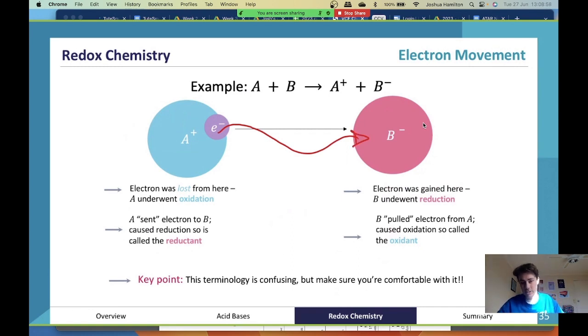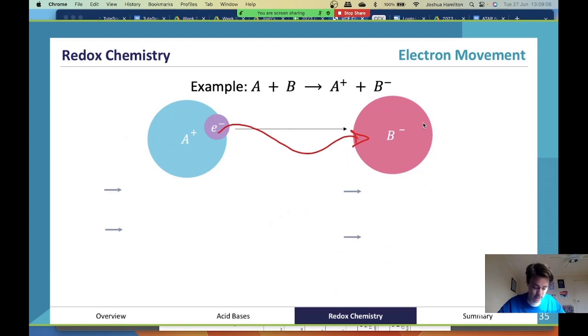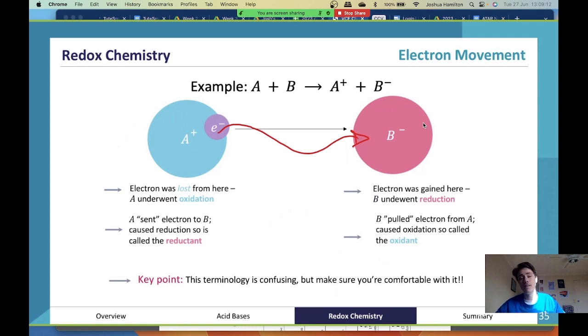So as you can see, these electrons move from one to the other, and they move across, and they make this A plus and B minus. There was meant to be a transition for that to move, but it didn't move. So the electron moves across to our B minus. So the electron was lost from here, and A underwent oxidation. The electron was gained here, so B underwent reduction.